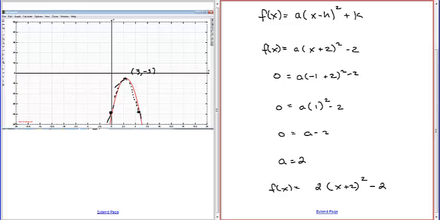Okay, now we'll check it out again. If you plug x equals negative 1 in here, you'll get negative 1 plus 2, which is positive 1. Positive 1 squared is positive 1. Positive 1 times 2 is 2. 2 minus 2 equals 0, which is what we get. So f of negative 1 is 0.